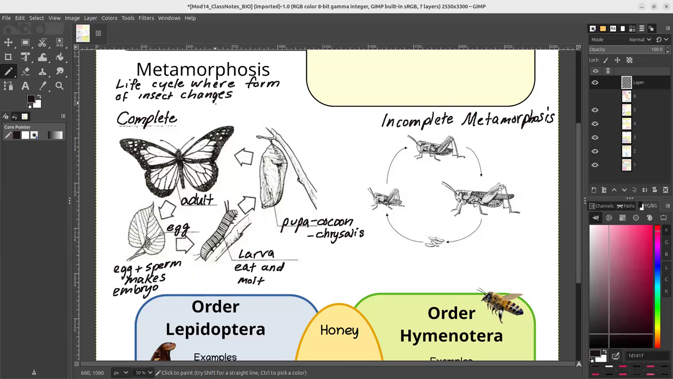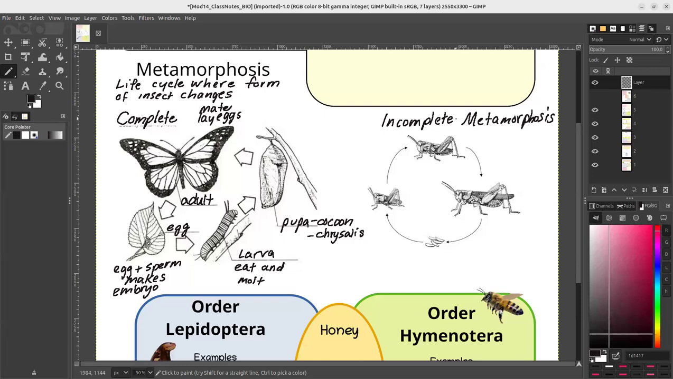Okay, the adult's job is to mate and lay eggs. And some adult insects don't even eat. They just look around for a mate. Some last a few days, some last for months.